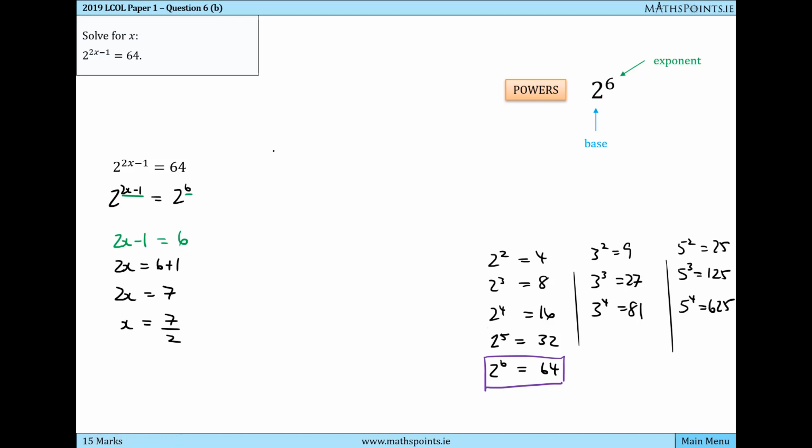So again, the key thing in a question like this is to get both sides to have the same base number. We can then equate the powers and solve for x. It's worthwhile just recognizing some of the powers for 2s, 3s, and 5s.